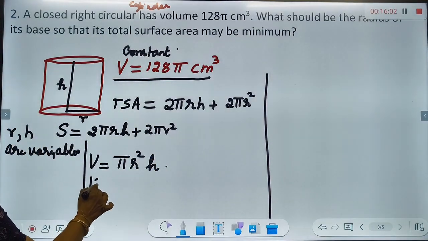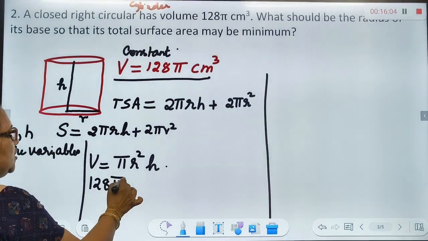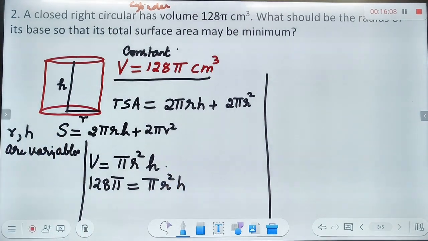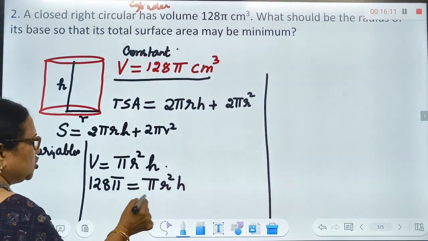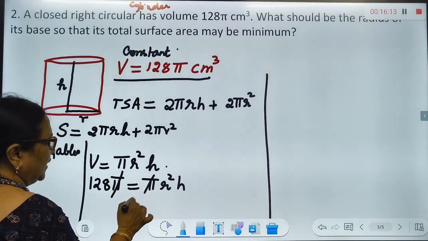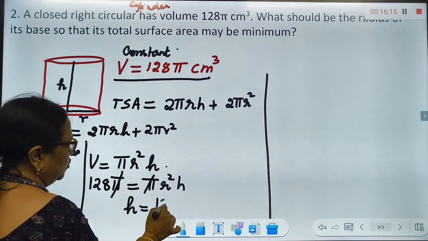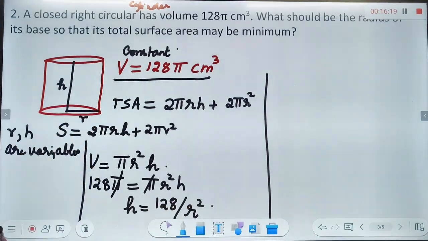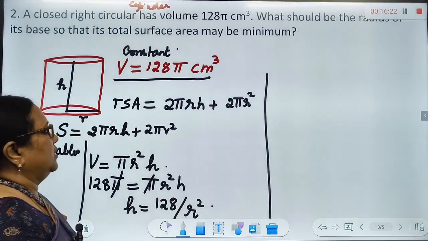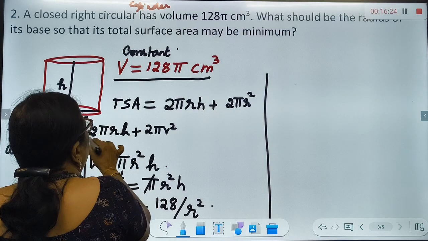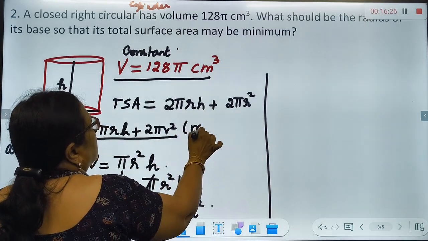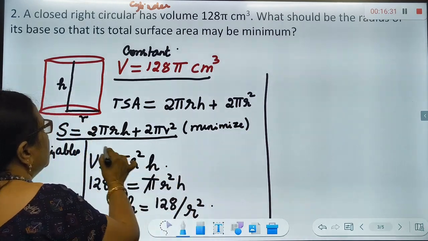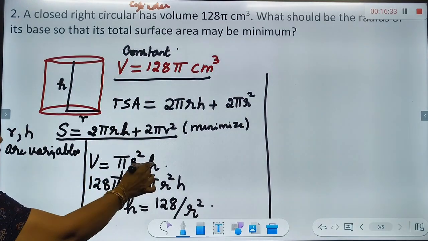What is volume? 128 pi. 128 pi equal to pi r square h, where both r and h are variables. So from here, I can write h is equal to 128 by r square. So I've expressed h in terms of r. So now this is what I need to minimize. It's a function of r and h, two variables.